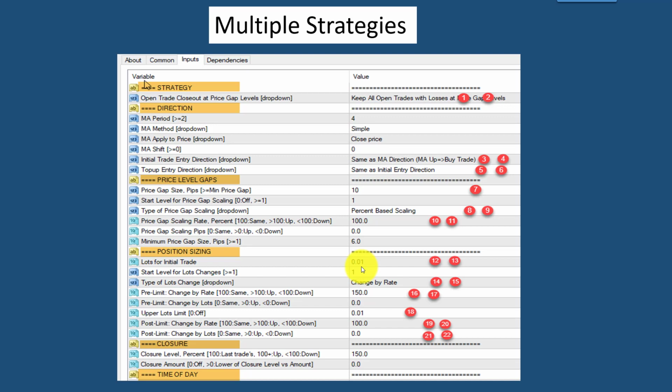We try to make it an all-encompassing profit retrieval EA that traders can use as a tool to suit their particular circumstances. And as you can see, there are different strategies. You can close trades and/or keep them open, directional strategies, there's price level strategies. You can increase or decrease or vary the price levels. There's position sizing strategies, which is what I'm going to be covering today. And there are closure strategies, where you decide how much profit you want to make when you close your open trades. And then there are time of day strategies. So there are a lot of strategies built into this profit retrieval EA, really powerful EA. And let's go on and look at the position sizing.